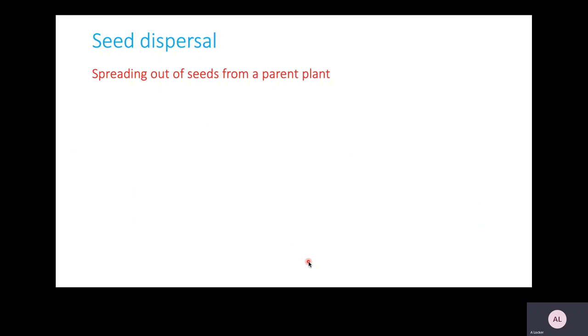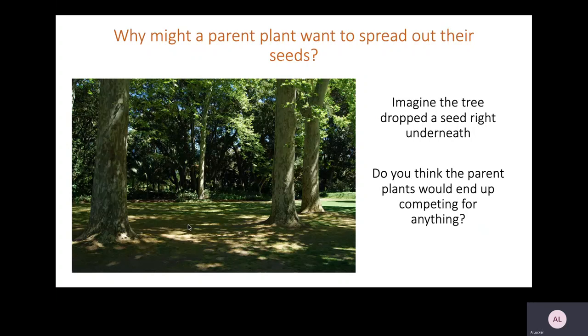Right, so seed dispersal means spreading out of seeds from the parent plant. So it means that any seeds that the plant produces, they don't just fall straight underneath the parent plant, they might move further away from it. And we're going to look at why they might do that in a second. So we've got some trees here. Obviously trees do produce seeds. It could be things like pine cones and things like that.